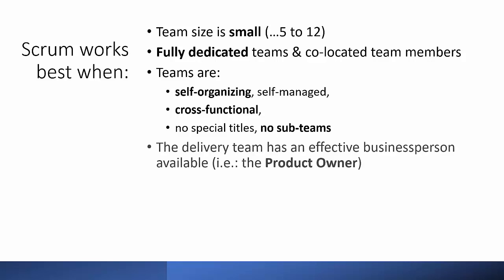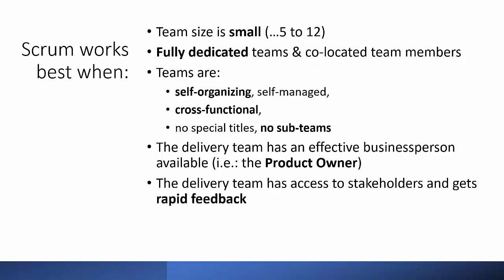The delivery team needs to have constant contact with the business person. We saw this in one of the principles. Remember, we talked about it. And this business person should be able to give the team an understanding of what is important and of how the customer's needs are evolving. This typically is the product owner.